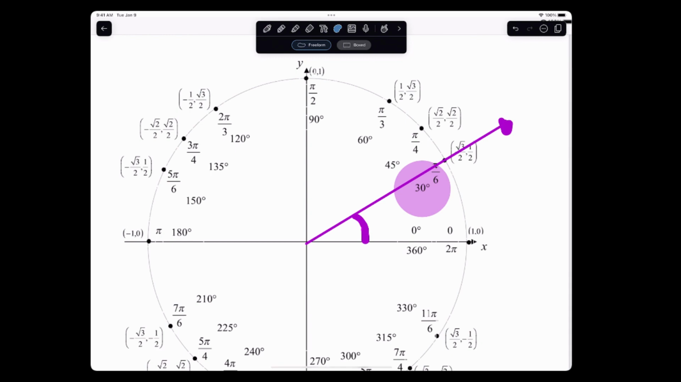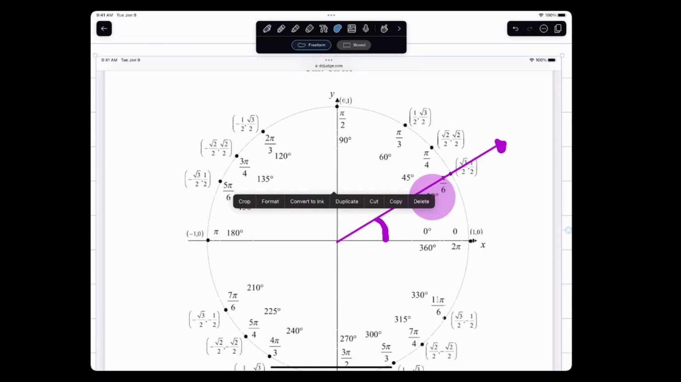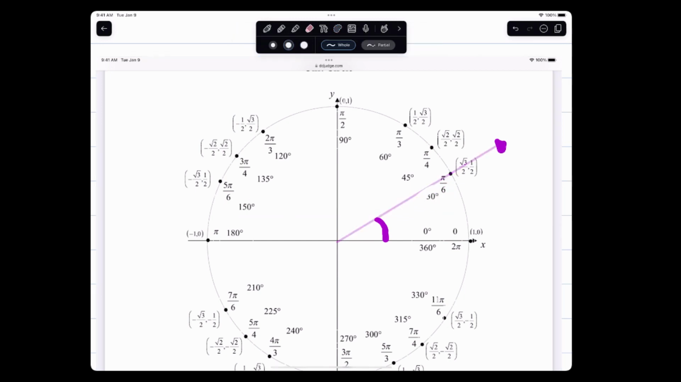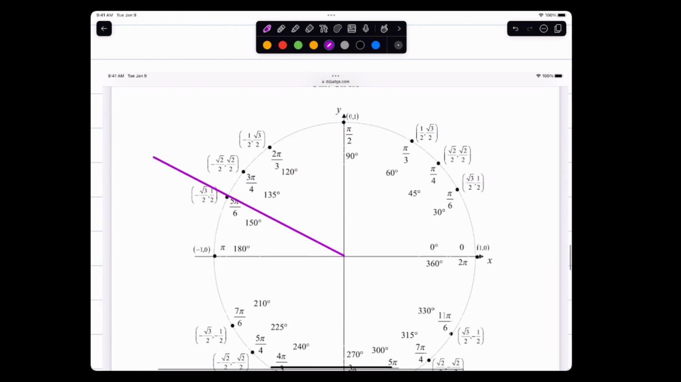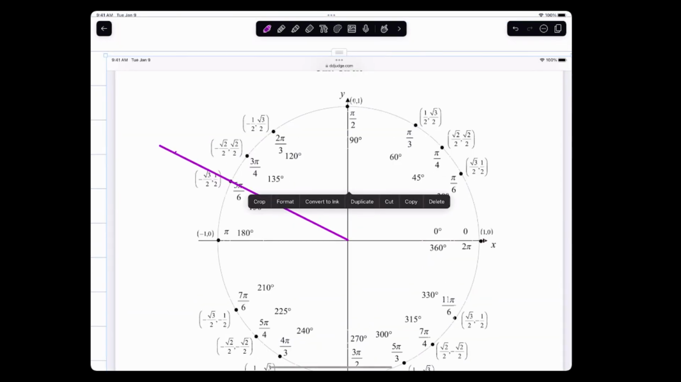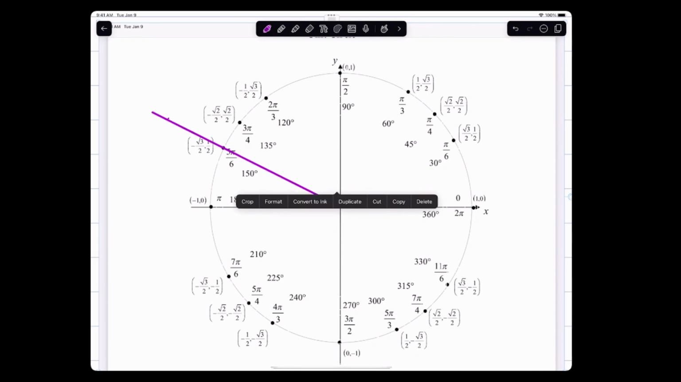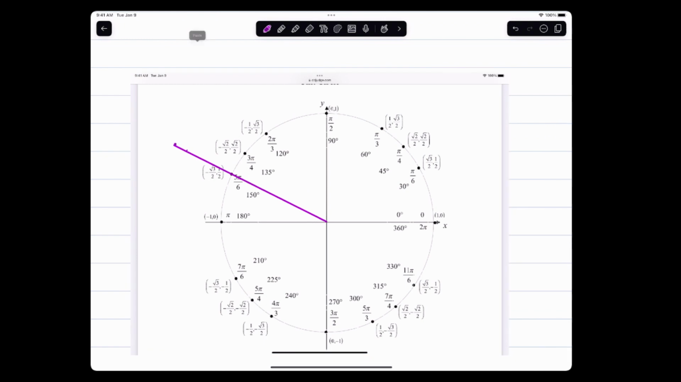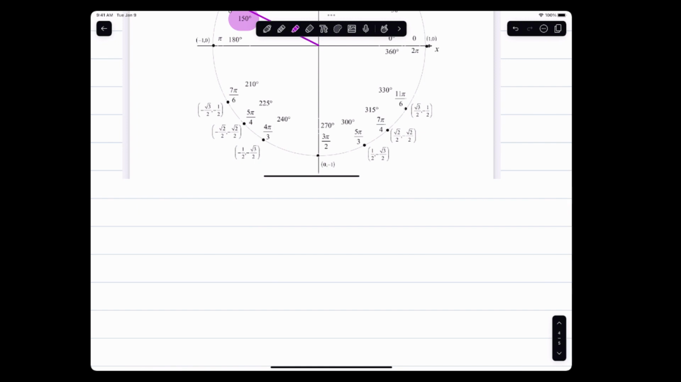So what if I were to rotate this ray not 30 degrees? Sorry. Instead, we rotate this ray. I'm going to rotate it 150 degrees. Okay. There's your ray. We rotated 150 degrees.